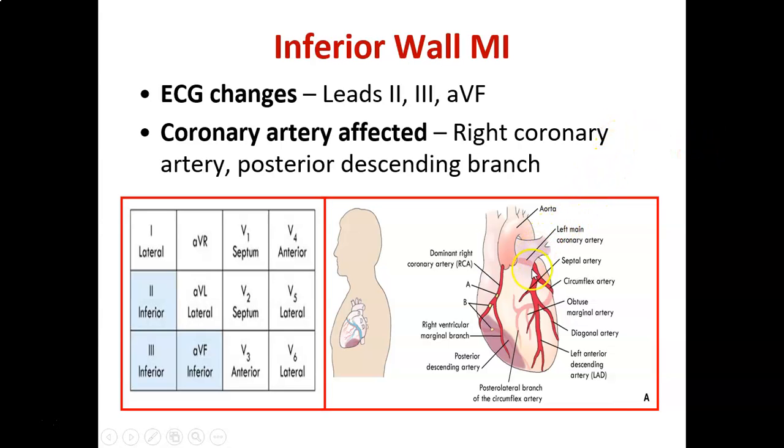If you want to see the inferior wall myocardial infarction, you have to look at the ECG changes in leads 2, 3 and AVF. And inferior wall myocardial infarction is due to coronary artery blockage, and these include the right coronary artery or the posterior descending branch. So if any of these coronary arteries are blocked, you may get the findings in the inferior leads.